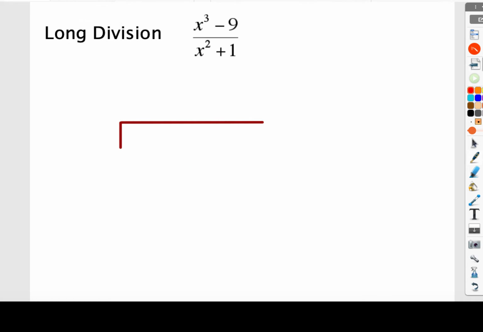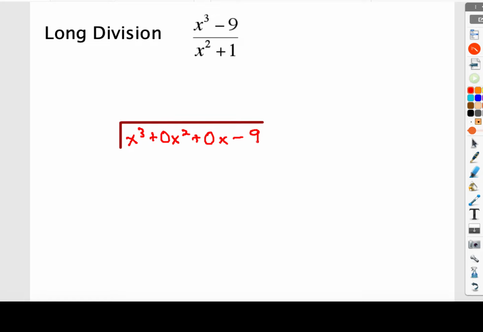Let's look at one more problem. We'll go a little bit quicker this time. This one's got some interesting stuff because it's missing some terms. So right off the bat, I'm going to say, okay, I'm going to divide into x cubed. Now notice there's no x squared, so I need to say plus 0x squared. There's also no x term or linear term, so I'm going to say plus 0x. Then I can finally say the minus 9.